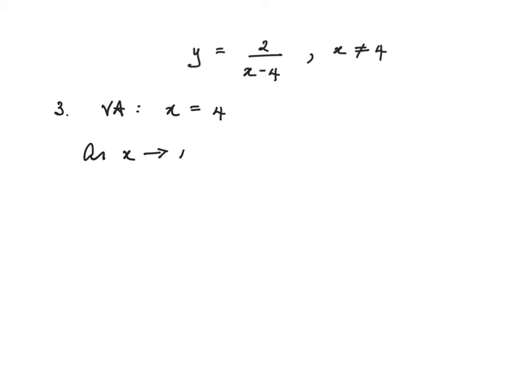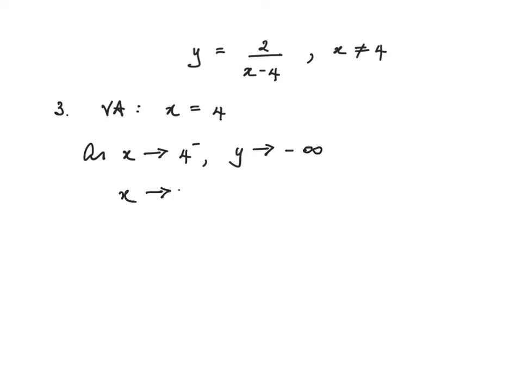As x tends to 4 from below, let's consider a number just to the left of 4, say 3.9. 3.9 take away 4 is negative. So we have positive 2 divided by negative, which gives us a negative value. Really, the value is a vanishingly small negative value. So 2 divided by a very small negative value gives us a very large negative value, which is to say, as x tends to 4 from the left, y tends to negative infinity.